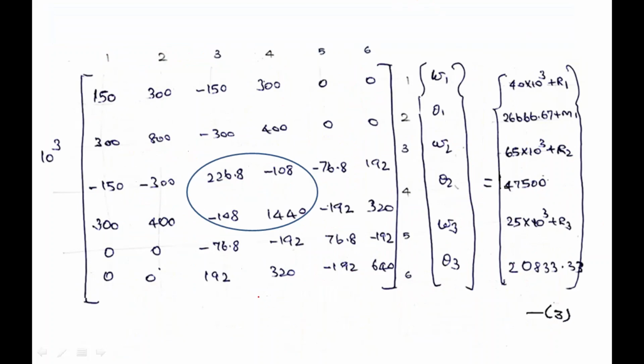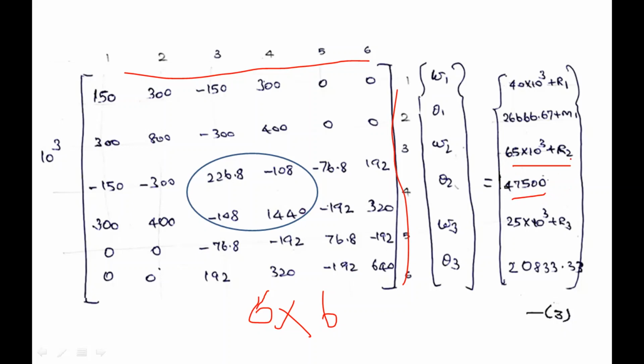It is a 6 by 6 matrix. So this is the 6 by 6 matrix. The 6 by 6 matrix is formed by using this numbering. So these are the common degrees of freedom. We are adding these elements, and similarly we are adding the forces also for the common degrees of freedom.